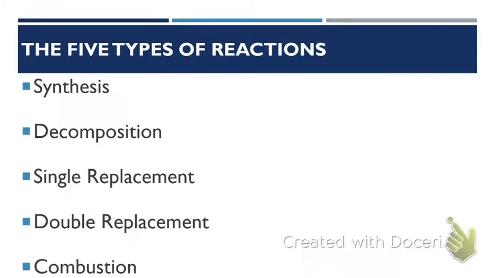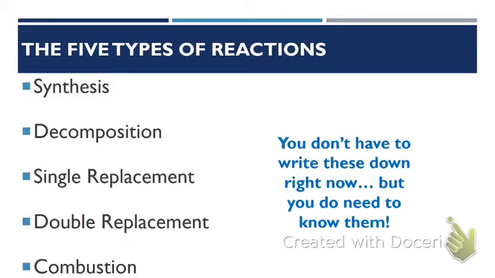Now, another thing before you start writing anything down, this is a list of the 5 different types of chemical reactions. You need to know these, even if you don't write them down right now. You're going to see these names throughout our notes today, but these are your 5 choices. This is kind of your word bank for the quiz, even though when you're classifying reactions on the quiz next week, you will not have a word bank.